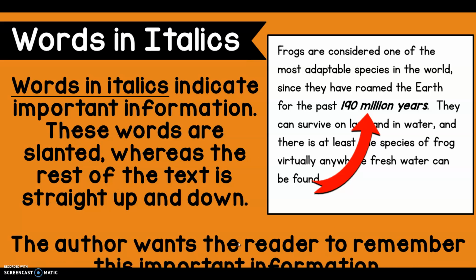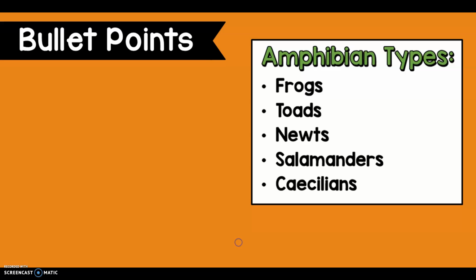The author wants the reader to remember this important fact or detail. So it's just important to remember when you see words that are italicized that you pay close attention to that text and the words that are surrounding that text, because more often than not, that's important information that you're probably going to be asked about later.